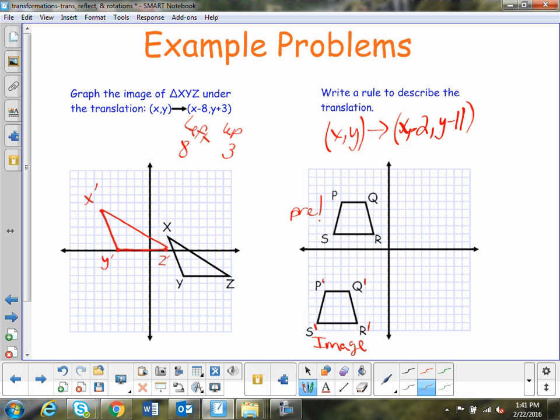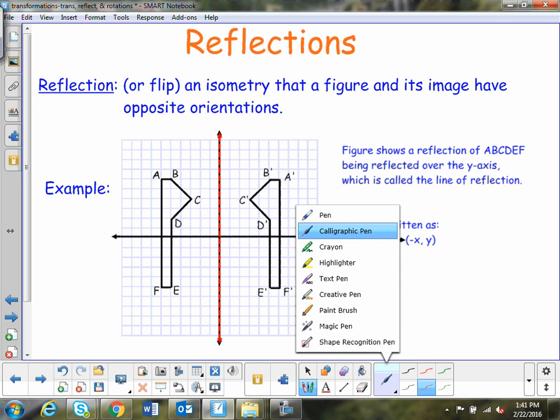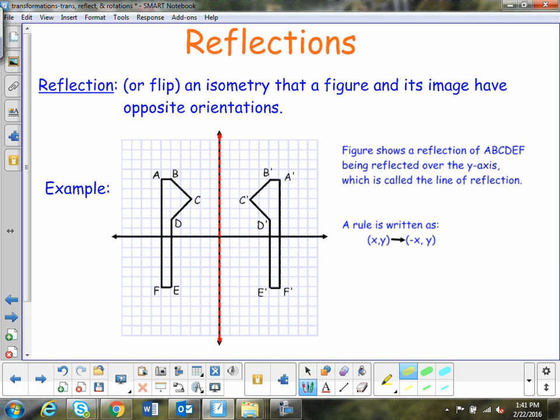Okay, so that's the easiest transformation of the 3. Next one, still somewhat easy, but a little bit more challenging depending on certain things. This one's the reflection. This is also going to be an isometry, meaning the figures are going to come out exactly the same. But just think that it's going to have opposite orientations. So for instance, here's the original one. It flips over on the opposite side, the exact same distances for every single one.